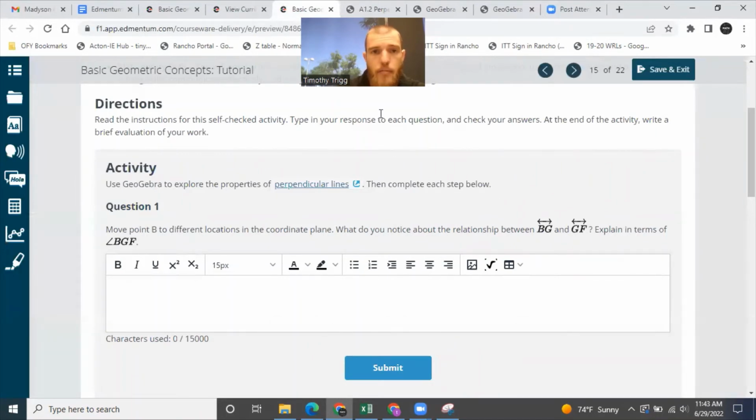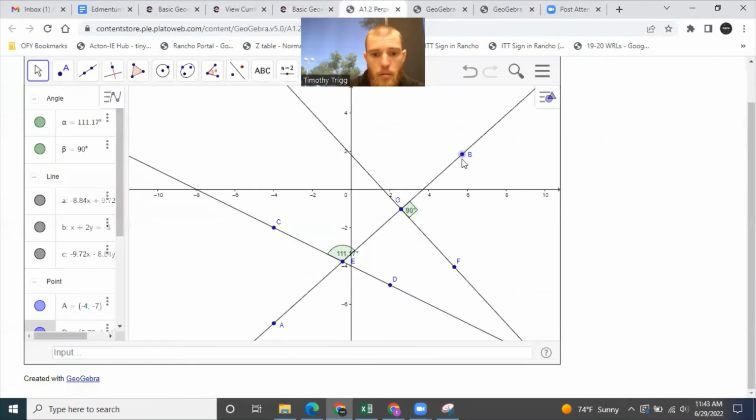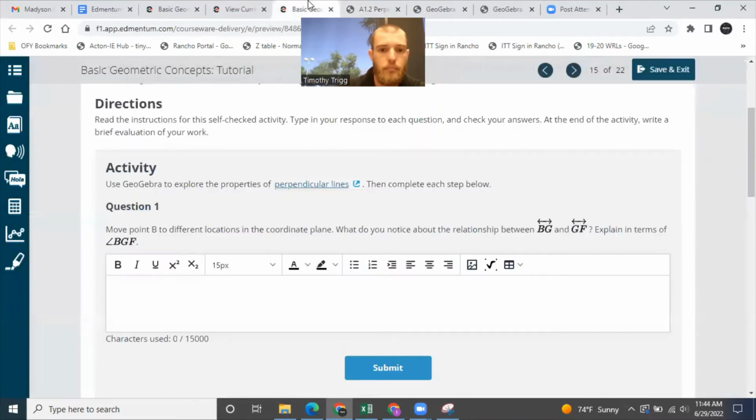BG and GF. So BG and GF still remain perpendicular to each other because the measure of angle BGF is still 90 degrees. So that's what you want to say, is that line BG and line GF are still perpendicular to each other because they still cross each other at a 90-degree angle. So just explain that there.